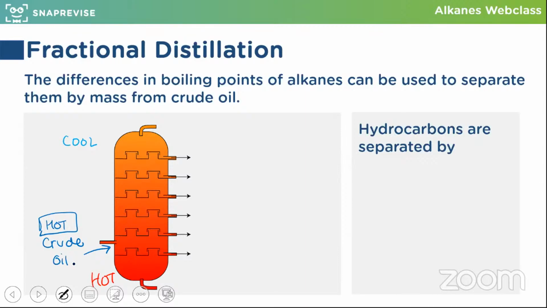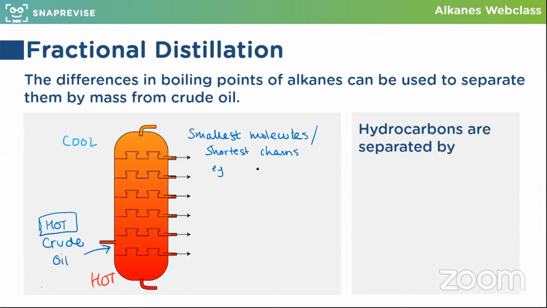Good, well done, absolutely. So it's our smallest at the top, usually our gases. Molecules, or we could say shortest chains, are at the top. So for example, our gases, methane, for example, and then our largest molecules or longest chains at the bottom. For example, things like tar, bitumen, etc. Brilliant, exactly right. So our long molecules at the bottom have a much higher boiling point. Our small molecules at the top have a much lower boiling point.